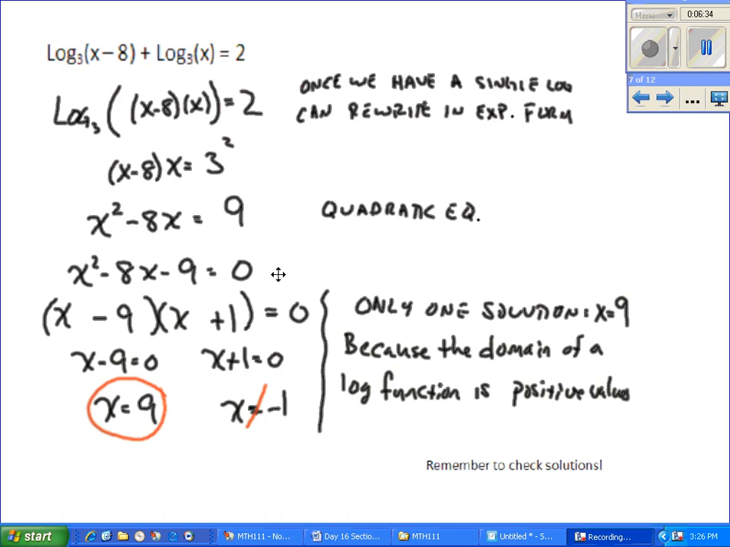So put it in standard form, set it equal to 0. It factors. We get two solutions, positive 9 and negative 1. But remember about extraneous solutions. The domain of the log function is positive values, so x cannot equal negative 1. We'd be taking the log of a negative number, which is not defined, and so our one solution is x equals positive 9.